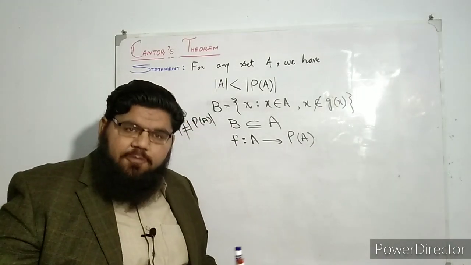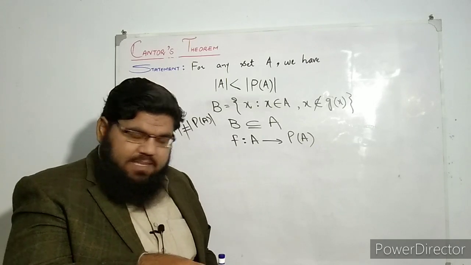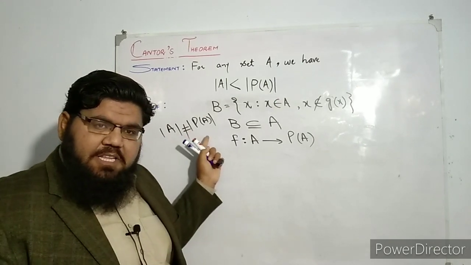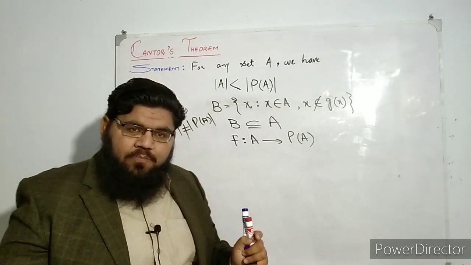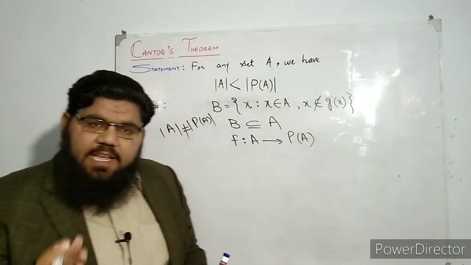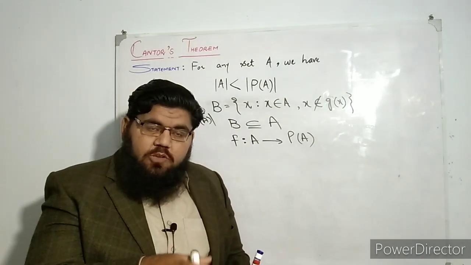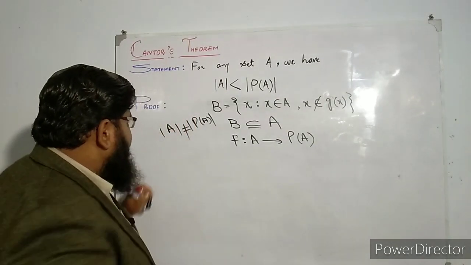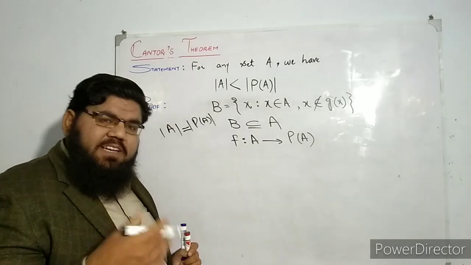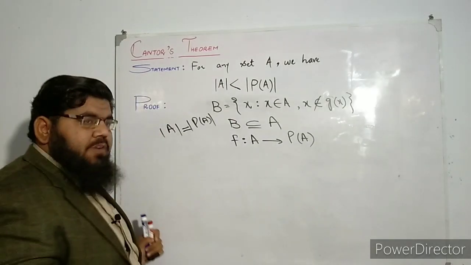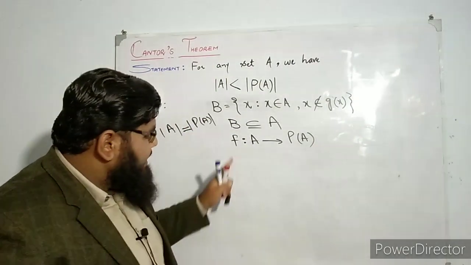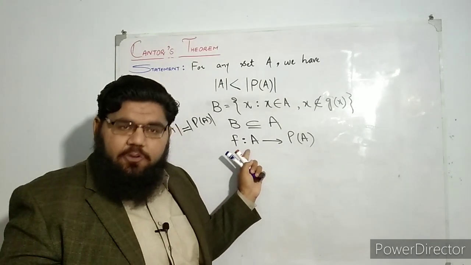But we suppose for a moment, on the contrary, that this is not the case. The cardinality of A and the cardinality of its power set are equal. Though we need to prove that they are not equal, we are supposing on the contrary that they are equal. So if the cardinality of A is equal to the cardinality of P of A, then what does it mean? It means that you can define a bijection between these two sets, and this is that bijection that we are talking about.